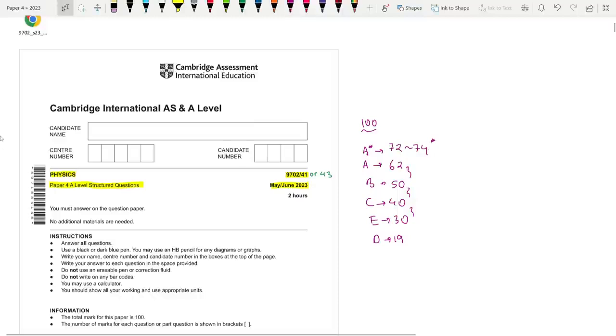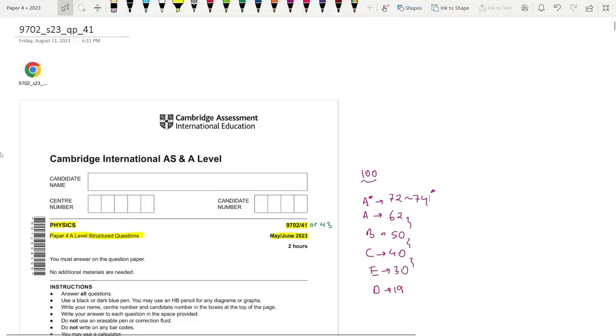Okay, so if you do solve this paper, match with the mark scheme, if you do get this answer, you get this mark, you are good to go.